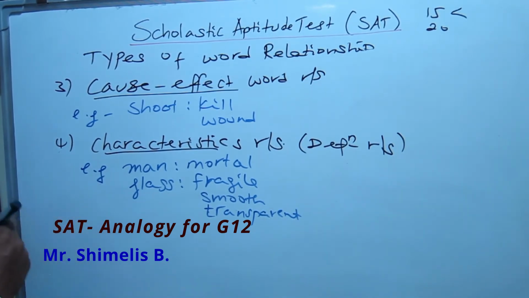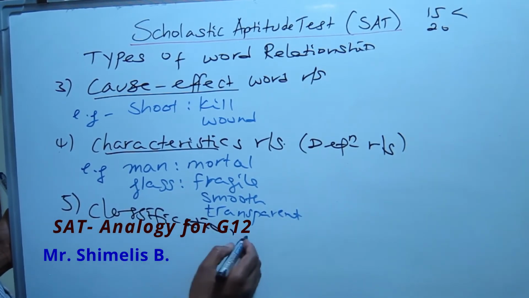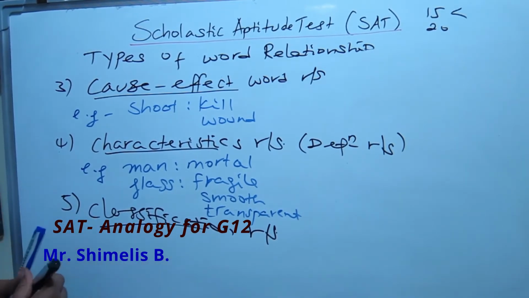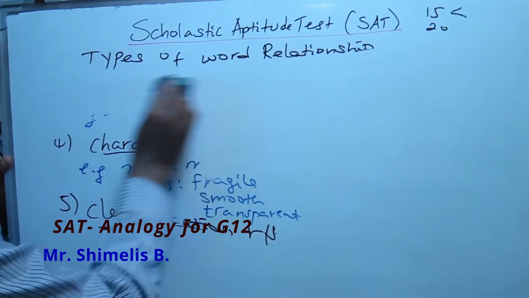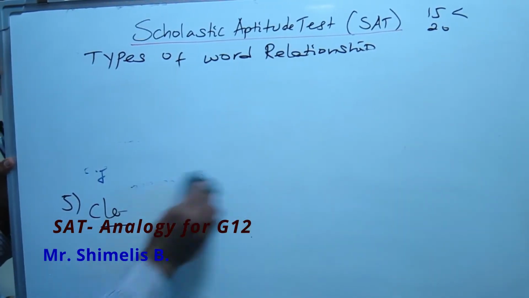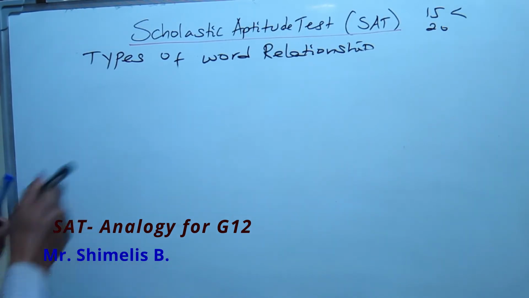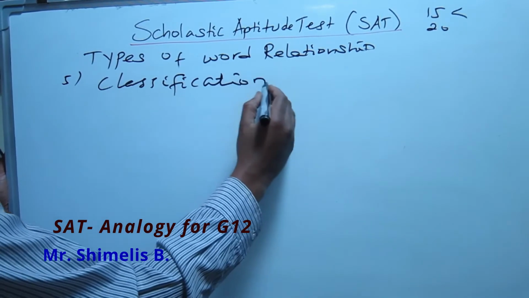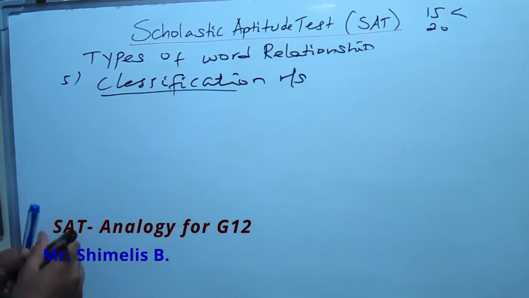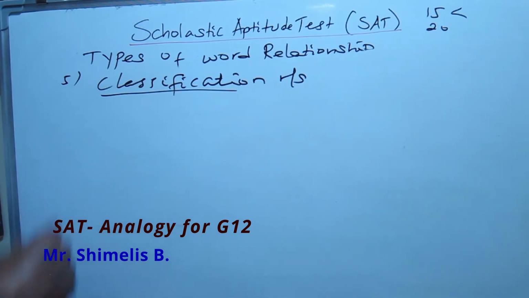The fifth one might be classification relationship. Under this relationship, under classification relationship, one would be the class, the other would be a part in that class. Let me write it out here. My board is very small, that's why I'm erasing over and over again, and I ask your apology for that. So the fifth one is classification relationship. Under this relationship, one would be the class, the other would be a part or an element or a subset in that class.